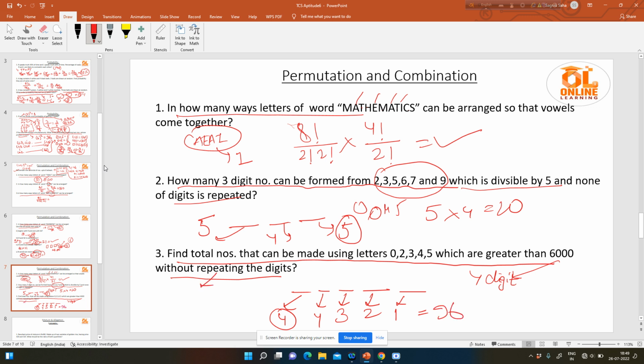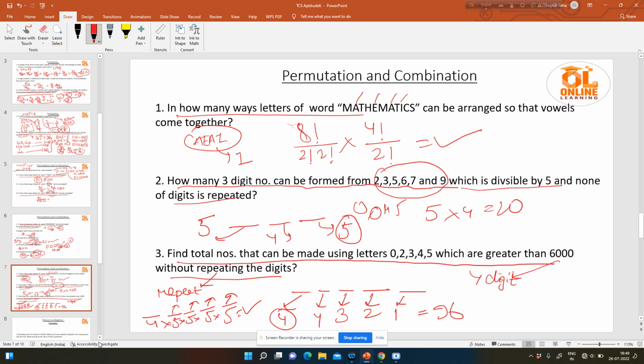Suppose they have written that you can repeat the digits. So what will be our answer? 4, because we cannot start with 0, then 5, then 5, then 5, then 5, from 1, 2, 3, 4, 5. Because we can repeat the digits, we have 5 numbers available here, 5 numbers available here, 5 numbers available here, and also 5 numbers available here. So our answer would come as 4 into 5 into 5 into 5 into 5. This would be our answer if they have given that we can repeat the digits.